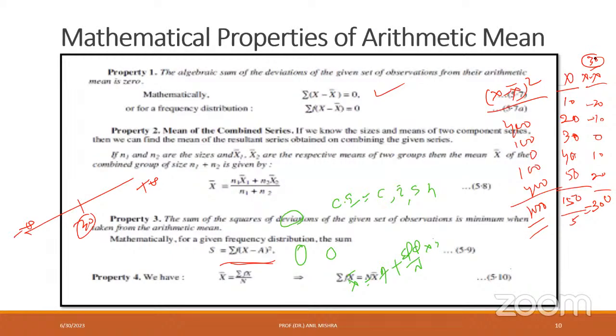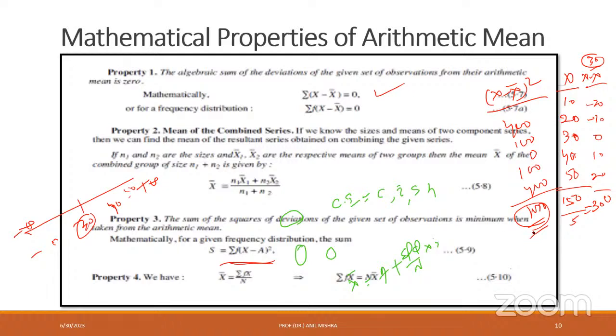Whatever other number you take, minus 10 or 0 or 40 or 15 or 17 or minus 20, if you subtract it and square it, definitely the addition will provide you more than 1000. It will never be less than 1000. Any number you subtract, it will never be expressed lower. So that is the mathematical property.